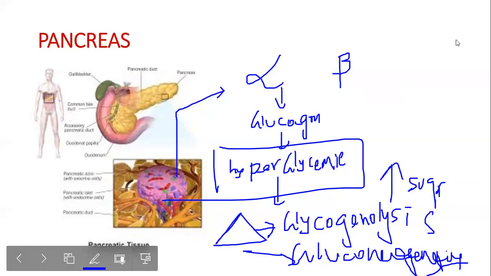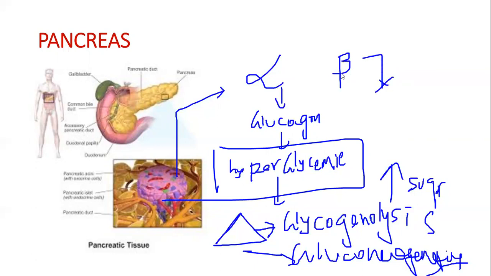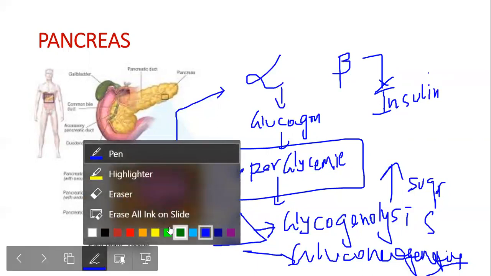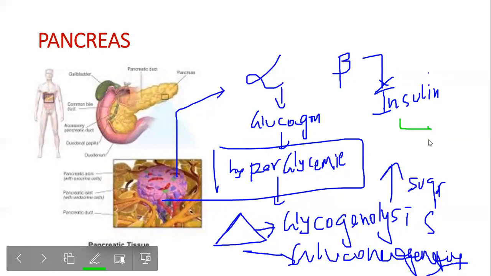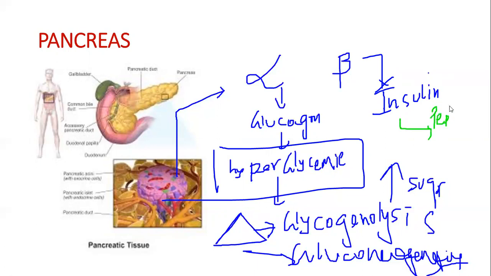Whereas now insulin, it is a peptide hormone, which is secreted by beta cells. Insulin is a peptide hormone. This mainly helps in glucose homeostasis. It basically balances. So what is it doing? It's basically balancing the amount of glucose.